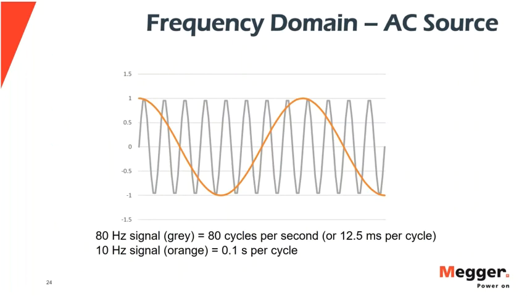Okay, so now let's consider what happens in the case of a time-varying electric field. On this slide, I'm showing representations of two arbitrary signals, an 80 hertz signal in gray and a 10 hertz one in orange.